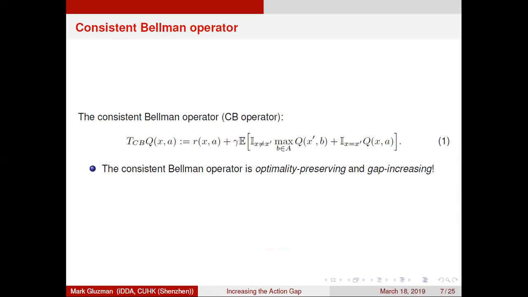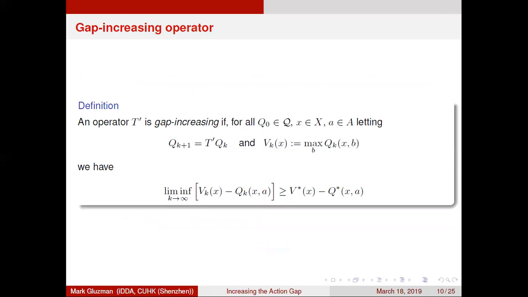So we use two definitions, and I explained just one. Another term that I use is gap preserving. So T prime is gap preserving. No, it's increasing. Oh, I'm sorry, increasing. Yes, increasing.